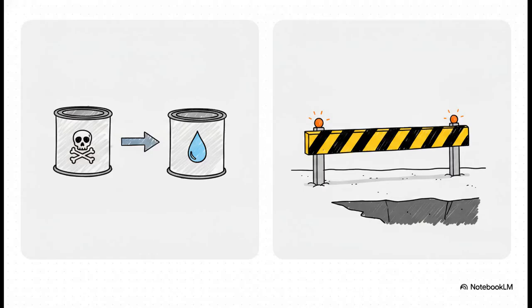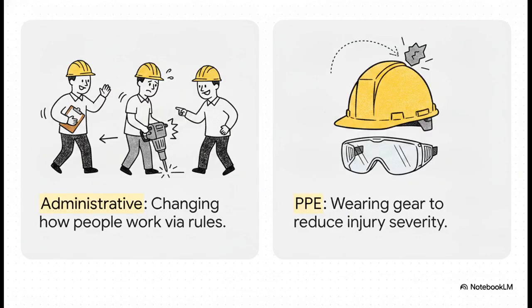Now, if completely eliminating the hazard just isn't an option, we move down to Step 2, substitution. This literally means replacing the hazard with something safer, like swapping out a highly toxic solvent-based paint for a much safer water-based alternative. If that's a no-go, we move to step 3, engineering controls. These are actual physical changes to the environment designed to physically separate people from the danger. We're talking about things like installing guardrails along a roof edge, dropping trench boxes inside an excavation site, or adding heavy-duty ventilation systems.